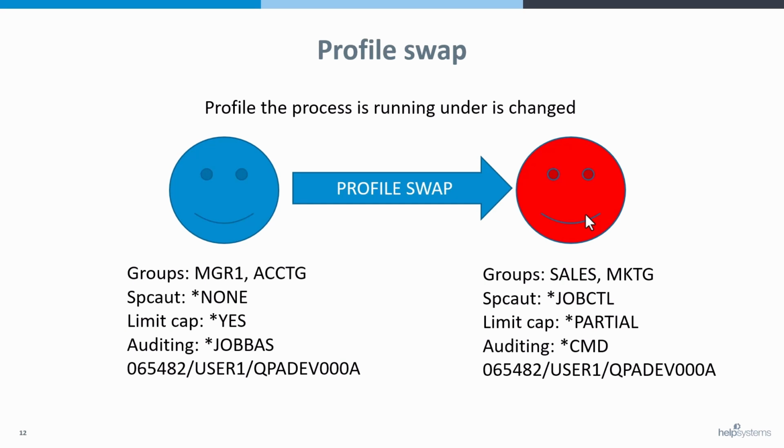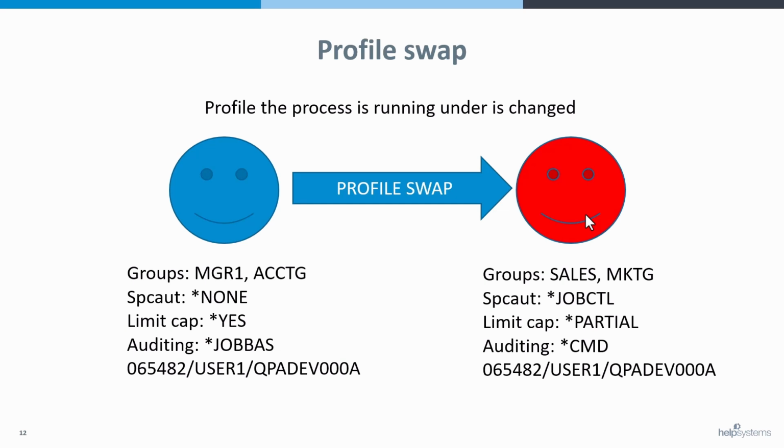When that profile swaps into the sales profile, the groups go away. And now it's the sales and the marketing groups that are available. And now job control, special authorities available. So these are similar to when we adopt authority, but it's not cumulative. It's only what sales and marketing has now. Job control is granted, limited capabilities is partial.